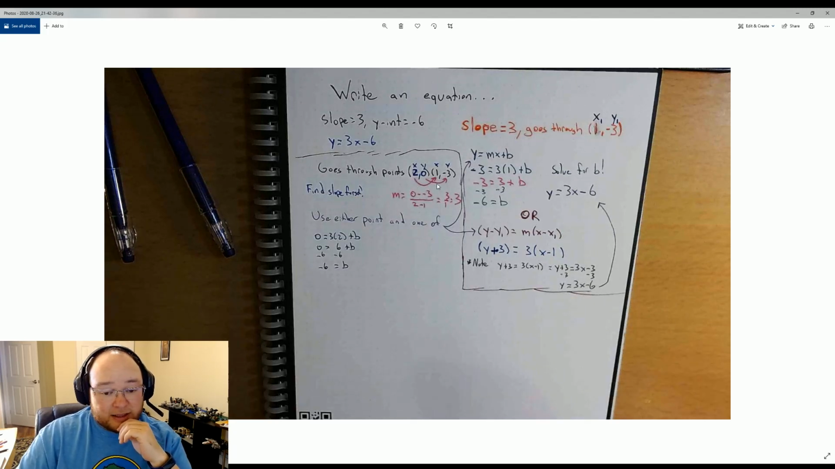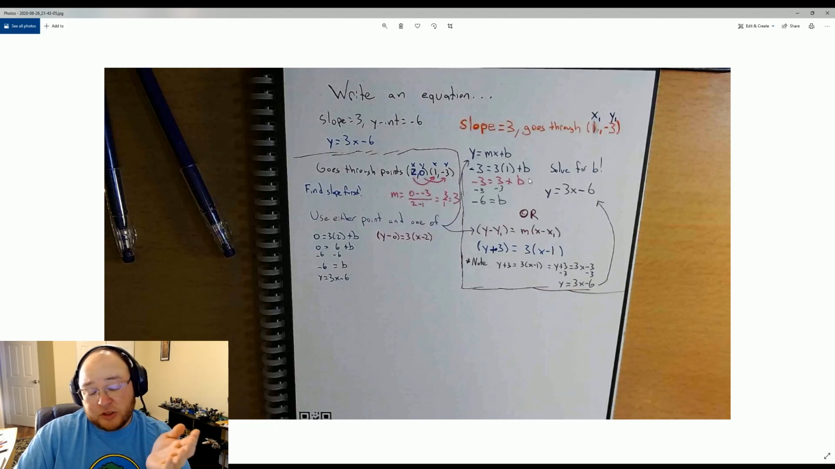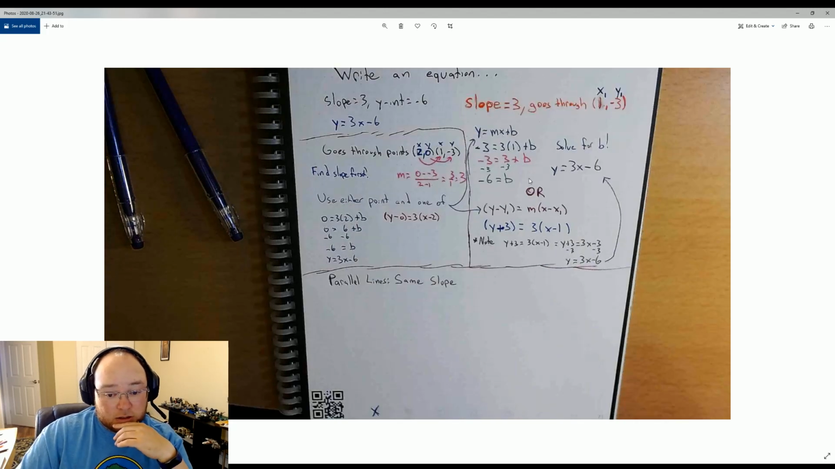Doing the math, you get y equals 3x minus 6, which is the same answer that we had before. If I would have done it the other way, you just plug it in. Y minus 0 equals 3x minus 2. And you're done. Now, last thing we got to learn is about parallel lines and perpendicular lines.